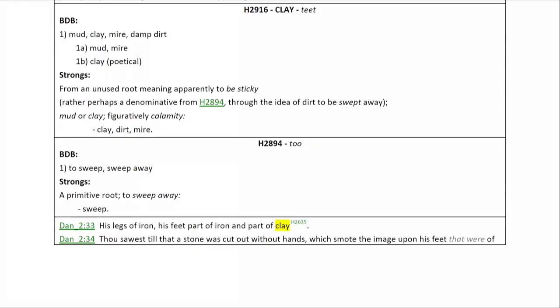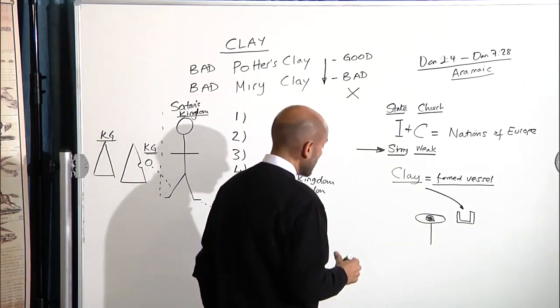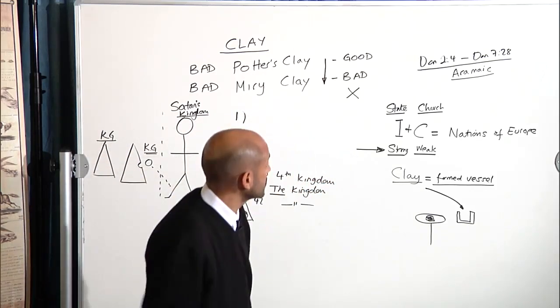So we're looking at the word clay, and in verse 33, it just says clay. Daniel 2:33, and his legs of iron, his feet part of iron and part of clay. If you look up this word clay, it's H2635. And if you go to the top of the page, I've given the definition of it, H2635. And in Brown Driver Briggs, it says clay or potsherd. In Strong's, it just says a clod. But I want to pick up this idea that the clay that's brought to view here is actually a potsherd. So we'll define what a potsherd is as we go along.